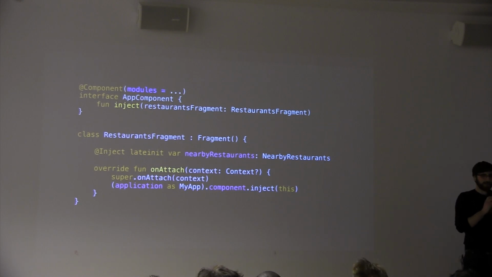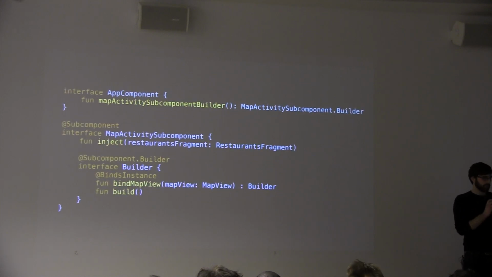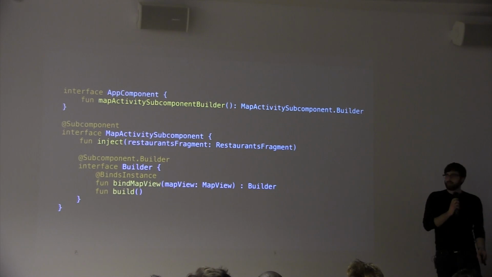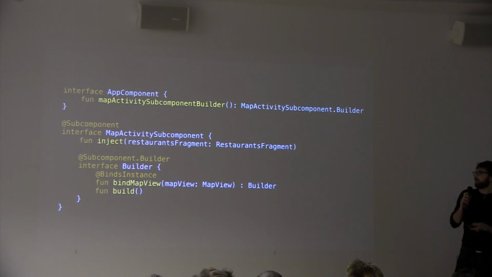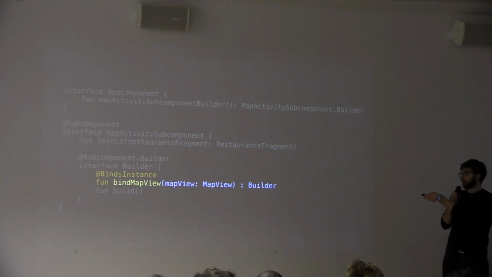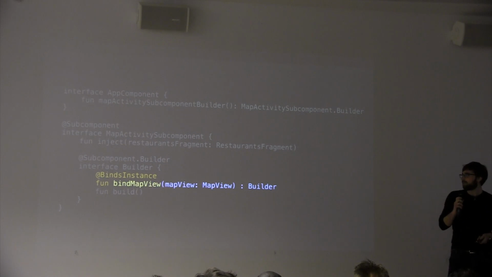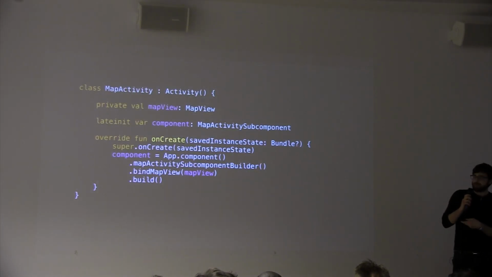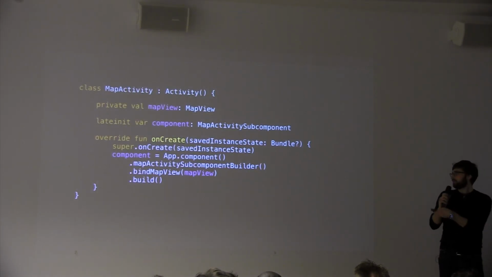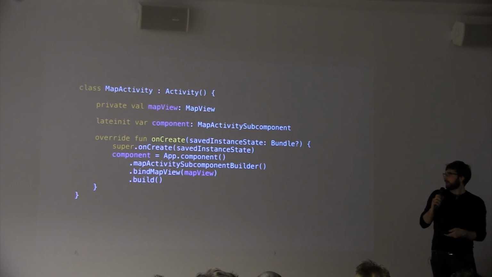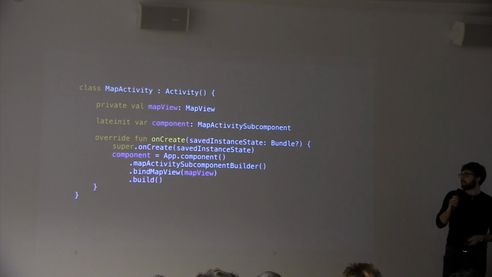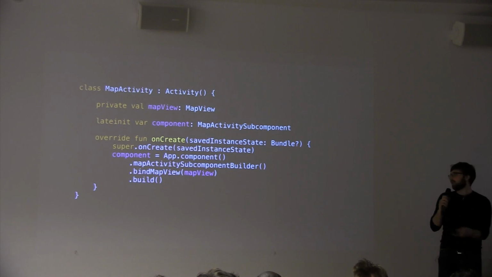In Dagger, to create a scope, the easiest thing to do is a subcomponent. So here we can make our activity subcomponent, and then we can use this other Dagger feature where we can add an instance as a binding when we create it. And then in our activity, fairly similar, but this time instead of just calling inject, we're making a new instance of this subcomponent, passing our map view, and building it.